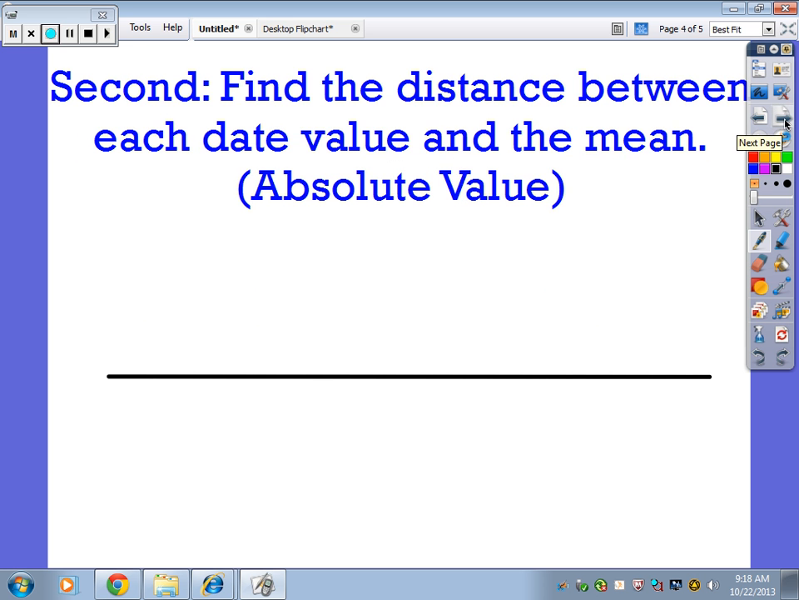So, once you find the mean of your data, you want to start placing these numbers on a number line. So, 56 is your average. You want to go ahead and plot every other number in your data set. And you want to find the distance between each data value and the mean. Each data value and the mean. We're talking about absolute value.